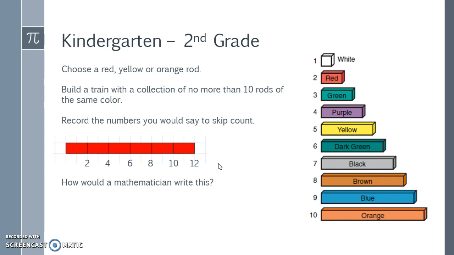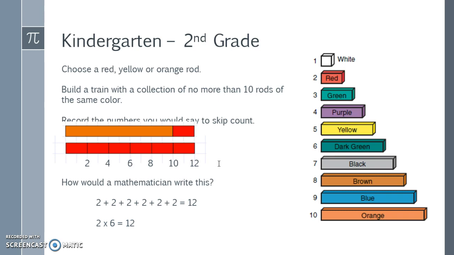Well, there are a couple of ways. We could say that 2 plus 2 plus 2 plus 2 plus 2 plus 2 is equal to 12. Or 2 times 6 is equal to 12. And on the top there, I lined up the orange rod and a red rod so that we see that it is certainly equal to 12.